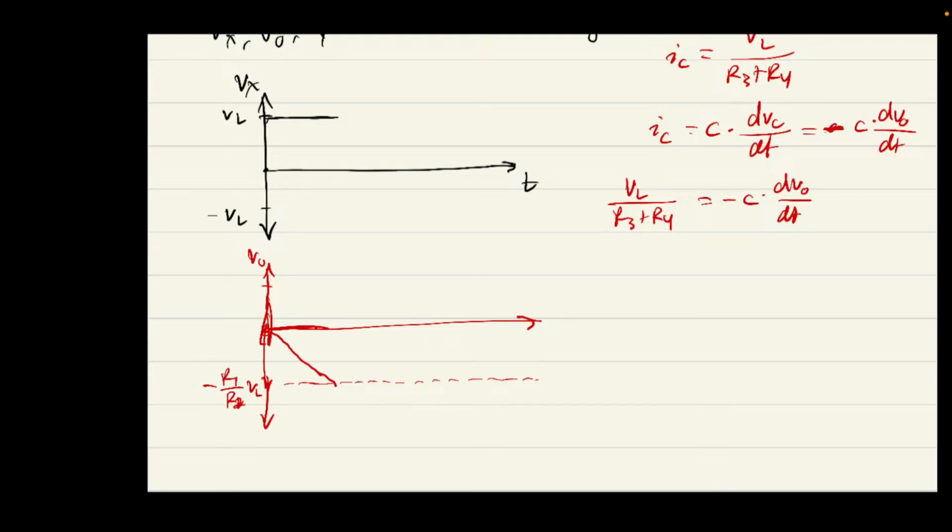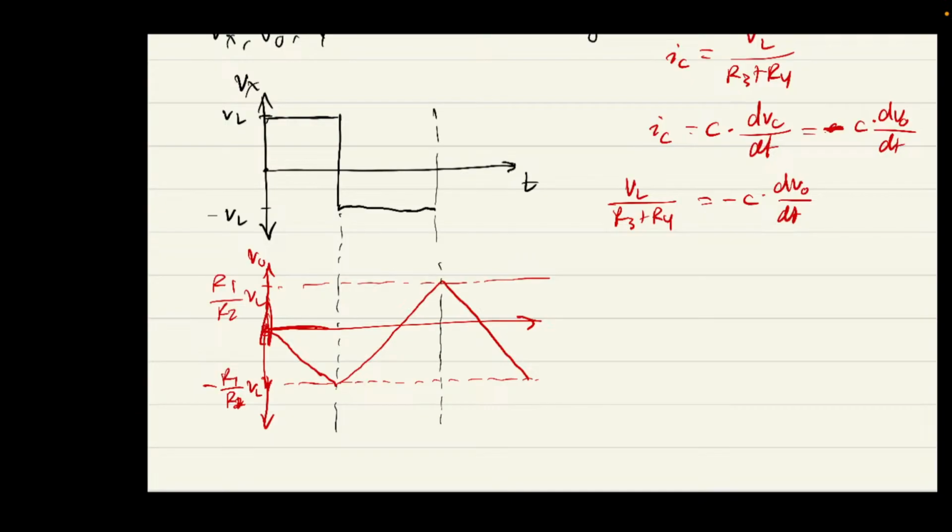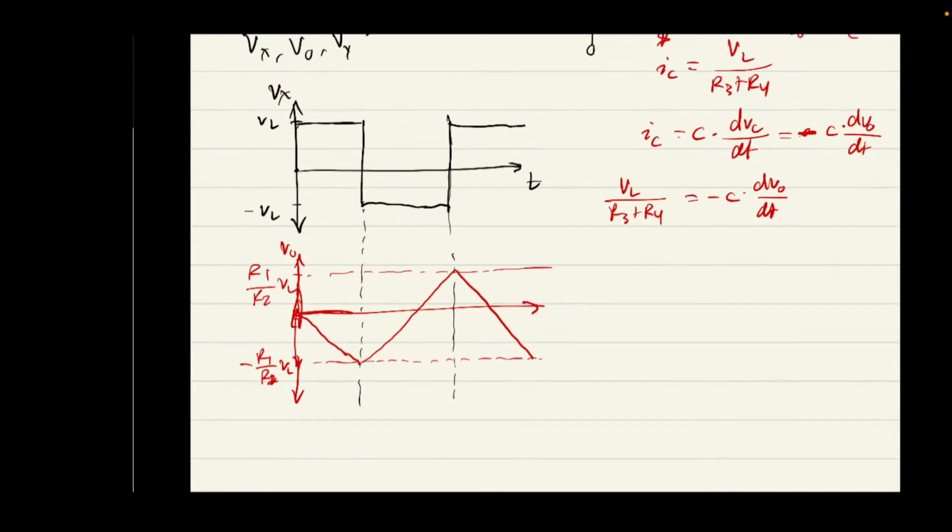And so what happens when it hits this value? Vx goes to negative VL, right? And then this capacitor will begin to discharge, causing the voltage to increase until it again hits that threshold value on the other side. And so on. So essentially at Vx we see a square wave with a certain period, and at Vo we see a triangle wave with a certain period as well. Okay, any questions?